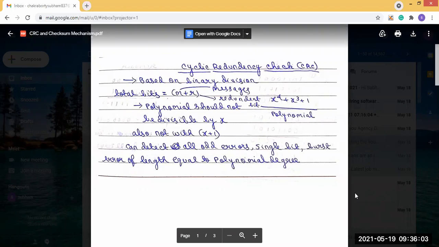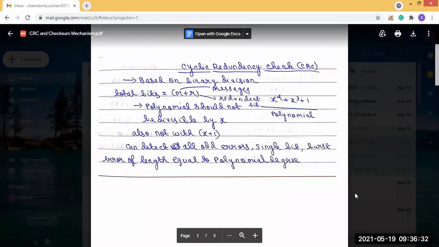Now the disadvantage of both of these: in two-dimensional parity, we can detect maximum up to 3 errors. And for a single parity bit, that is the parity bit checking, we are only able to see a single error. This is the disadvantage of it. So removing these disadvantages, the most widely used error detection technique is the cyclic redundancy check.